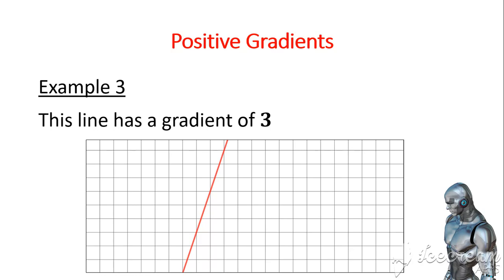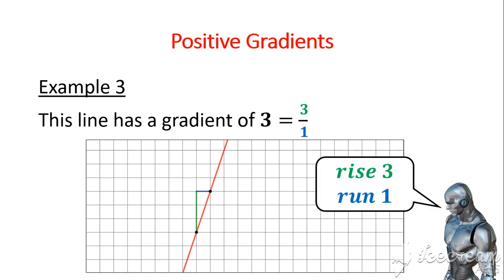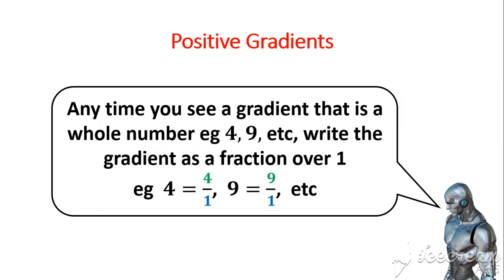Right, example 3. This line's got a gradient of 3. Now 3 has to be written as a fraction, and we do that by writing it over 1. 3 divided by 1 is still 3. So now let's pick 2 points on the grid and go up 3, rise 3, across 1. So rise 3, run 1. So anytime you see a gradient that is a whole number, for example 4, 9, etc., we just need to write the gradient as a fraction over 1. So the gradient of 4 is the same as rising 4 and running 1.